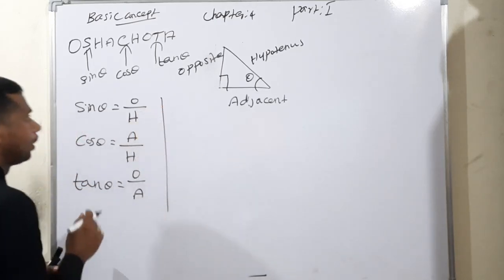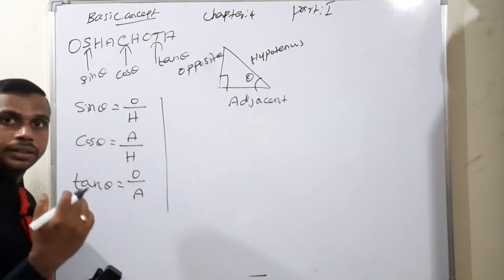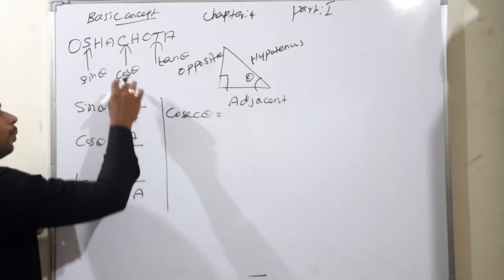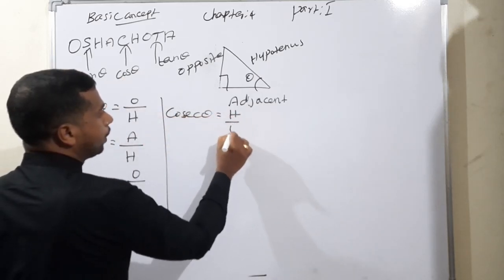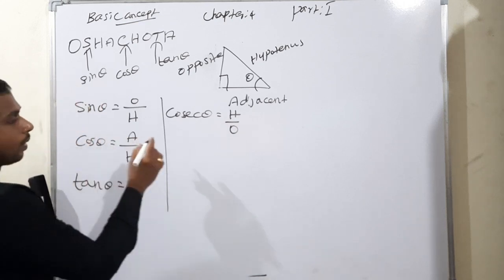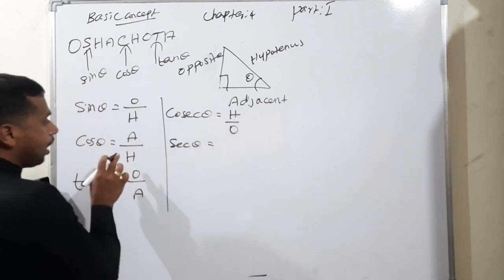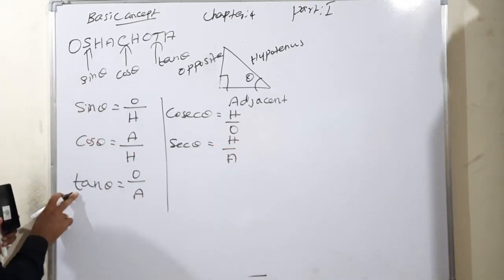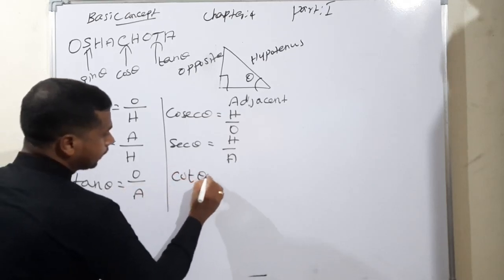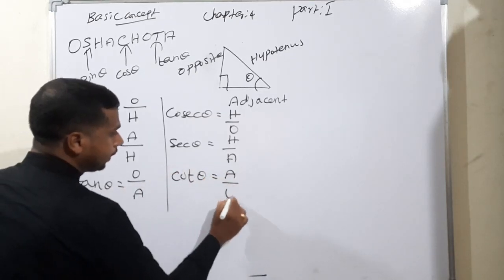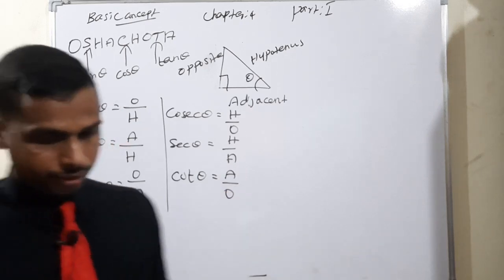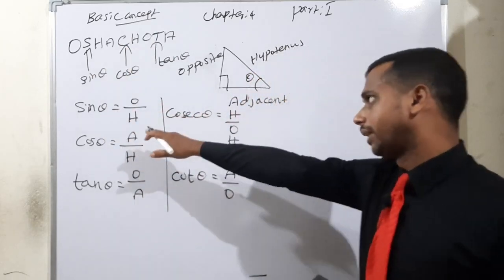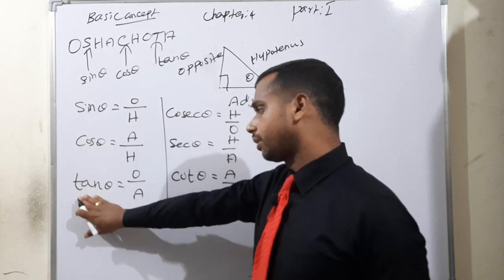Then reciprocal. The reciprocal of sin theta is called cosecant theta. Therefore, cosecant theta is equal to hypotenuse divided by opposite. The reciprocal of cos is called secant theta: hypotenuse divided by adjacent. Then what is the reciprocal of tan theta? Cot theta. Cot theta is equal to adjacent divided by opposite. Okay, these are important points. If you know Osa Chota, you can write them automatically, because it depends upon sin theta, cos theta, tan theta.